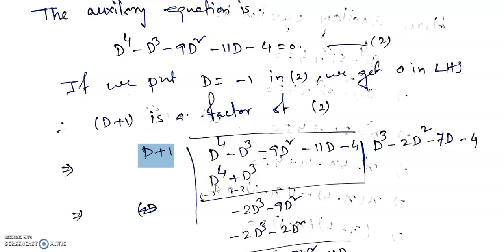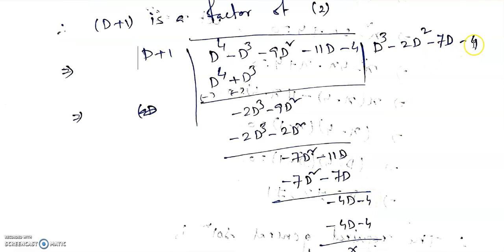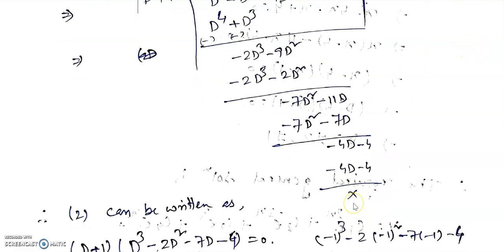Now subtract, this will cancel out, and this will be minus 2d cube minus 9d square. Now here is d, so what do you multiply by? Minus 2d square to get minus 2d cube, right? So minus 2d square into the whole thing gives minus 2d cube minus 2d square. Now subtract, this cancels out, this will be minus 7d square, and taking down minus 11d. Now multiply by minus 7d, what do you get? Minus 7d square minus 7d, right? Subtract, you get minus 4d, taking minus 4 here, so you need to multiply by minus 4 to cancel out, and you get remainder 0.